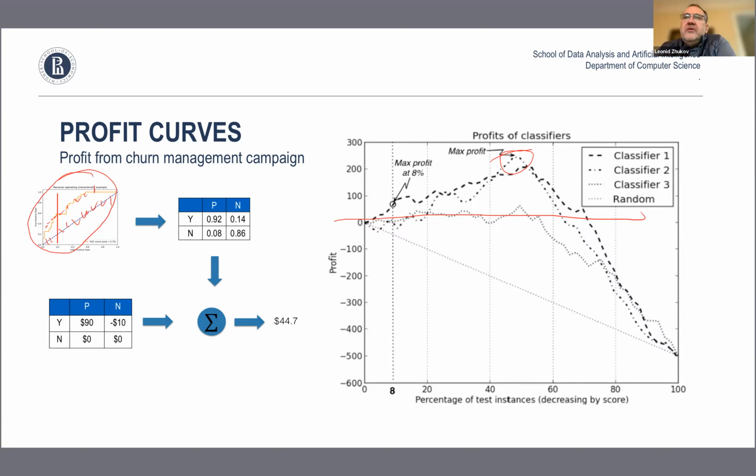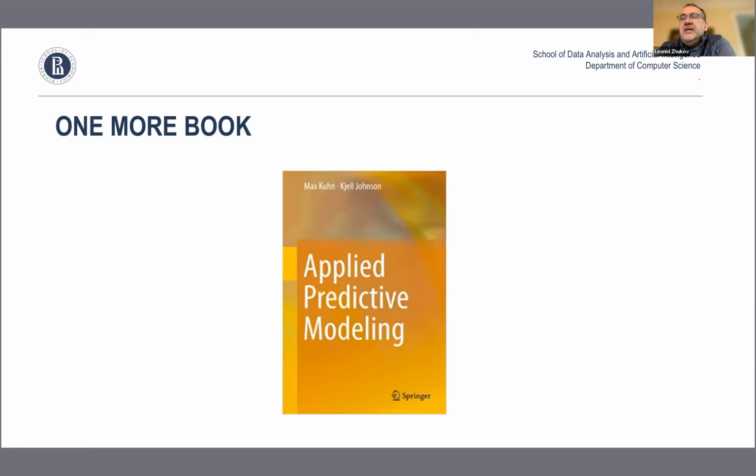All right, I know that's a lot to process. With that, I think we're going to be done today. There is one more book, if you're interested in going in depth on this type of topic, which is called Applied Predictive Modeling. And for both ranking classifiers and understanding of confusion matrices and ROC curves, there is a very good chapter in the book Data Science for Business. So I strongly recommend reading that.